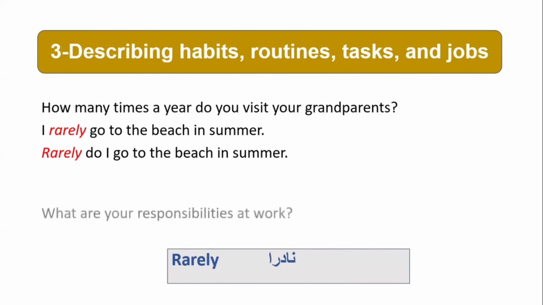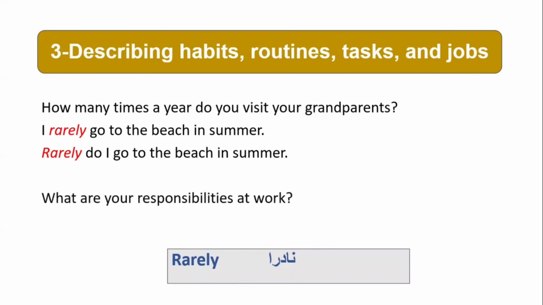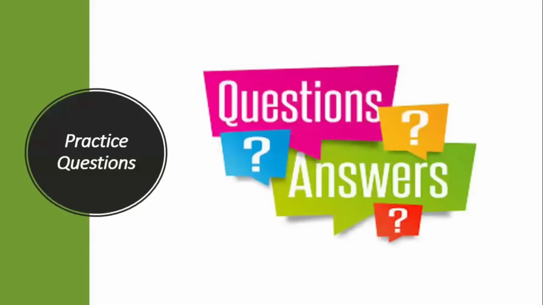Okay. What are your responsibilities at work? Some of the expressions are very simple, like when you're asking about routines or describing routines. So you can ask about the responsibilities at work. And somebody would say, I'm responsible for this and that. Okay, this is part of describing routines or tasks or jobs.